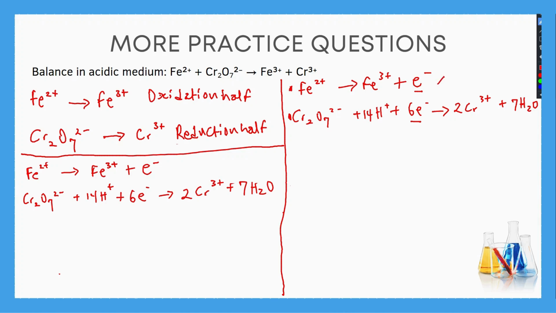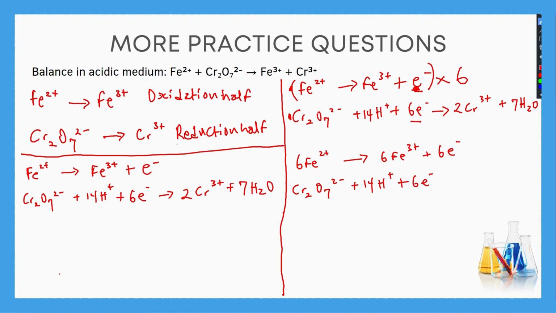So what do we do? We do that by simply multiplying this equation by 6, everything inside, so that this electron here can become 6 electrons. So doing that, we now have 6Fe2+ yielding 6Fe3+ plus 6e-. And then the other equation stays basically the same: Cr2O7 2- plus 14H+ plus 6e-, giving us 2Cr3+ plus 7H2O.